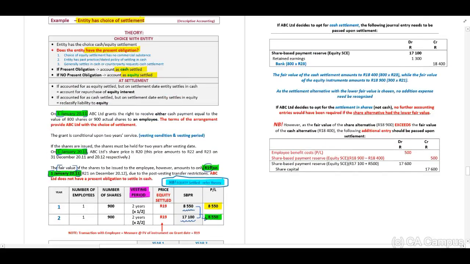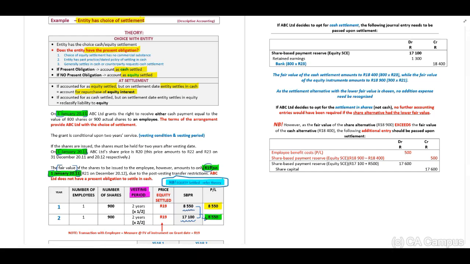Now they indicate to us, if ABC Limited decides to opt for cash settlement, important guys, this is now at settlement date. Therefore, please refer to your theory block. They indicate to us that if they've accounted for the share-based payment transaction as if it were equity settled, but then they decide to settle this in cash, you need to account for repurchase of equity interest.